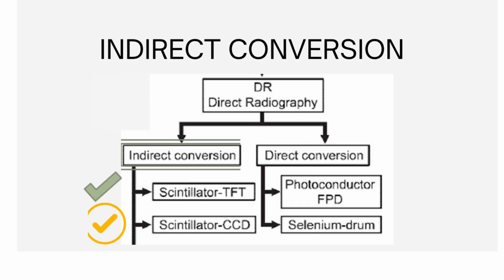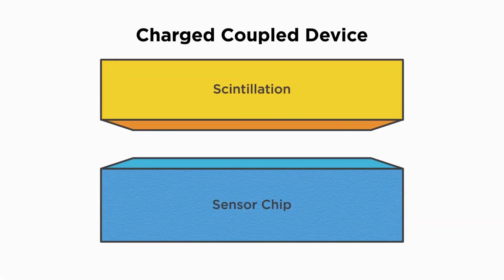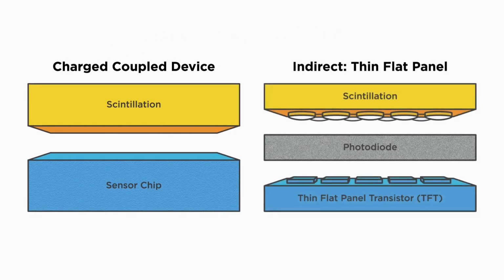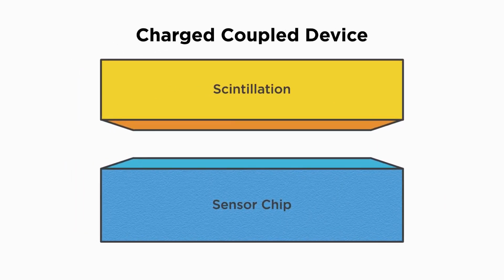The charge-coupled device, or CCD system, is the other form of cassetteless digital radiography. CCD systems differ from the TFT systems in that, with the CCD system, there is no photocathode or TFT layer.